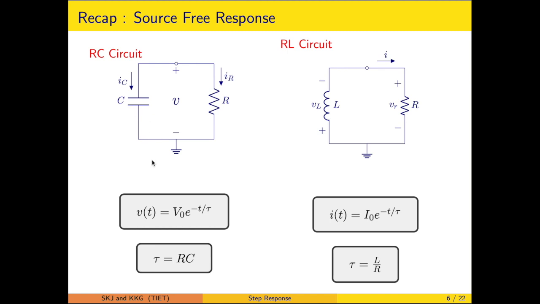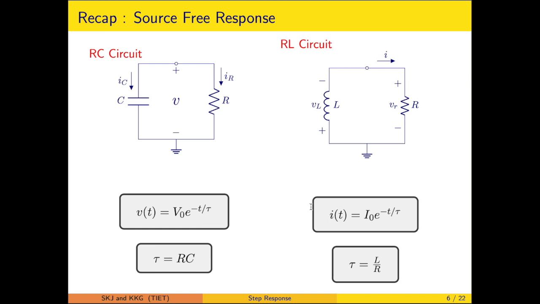In the free response characteristic which we discussed for the RC and the RL circuits, how the capacitor got initially charged, or how there is a current initially in the inductor, is not shown. So, immediately after the switching operation, there is no external source, and the transients are driven by the initial charge on the capacitor or initial current on the inductor.